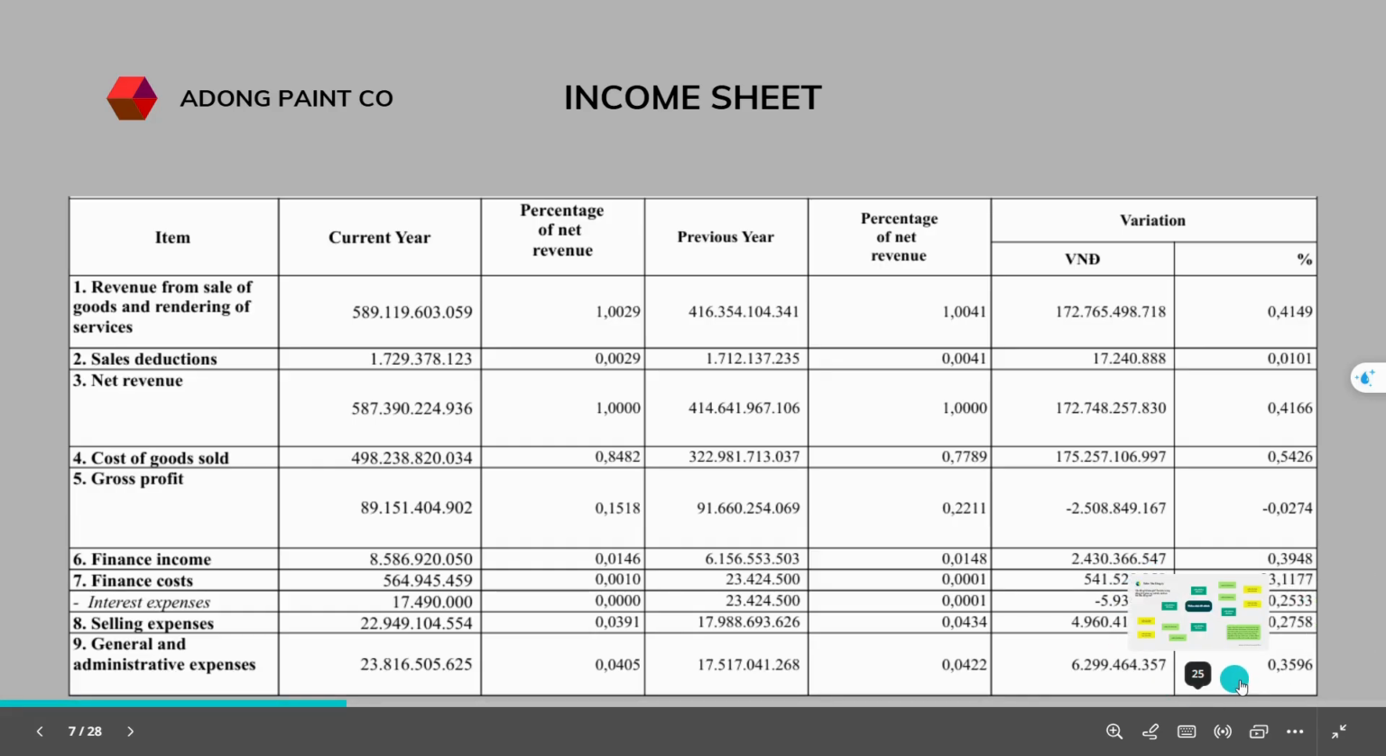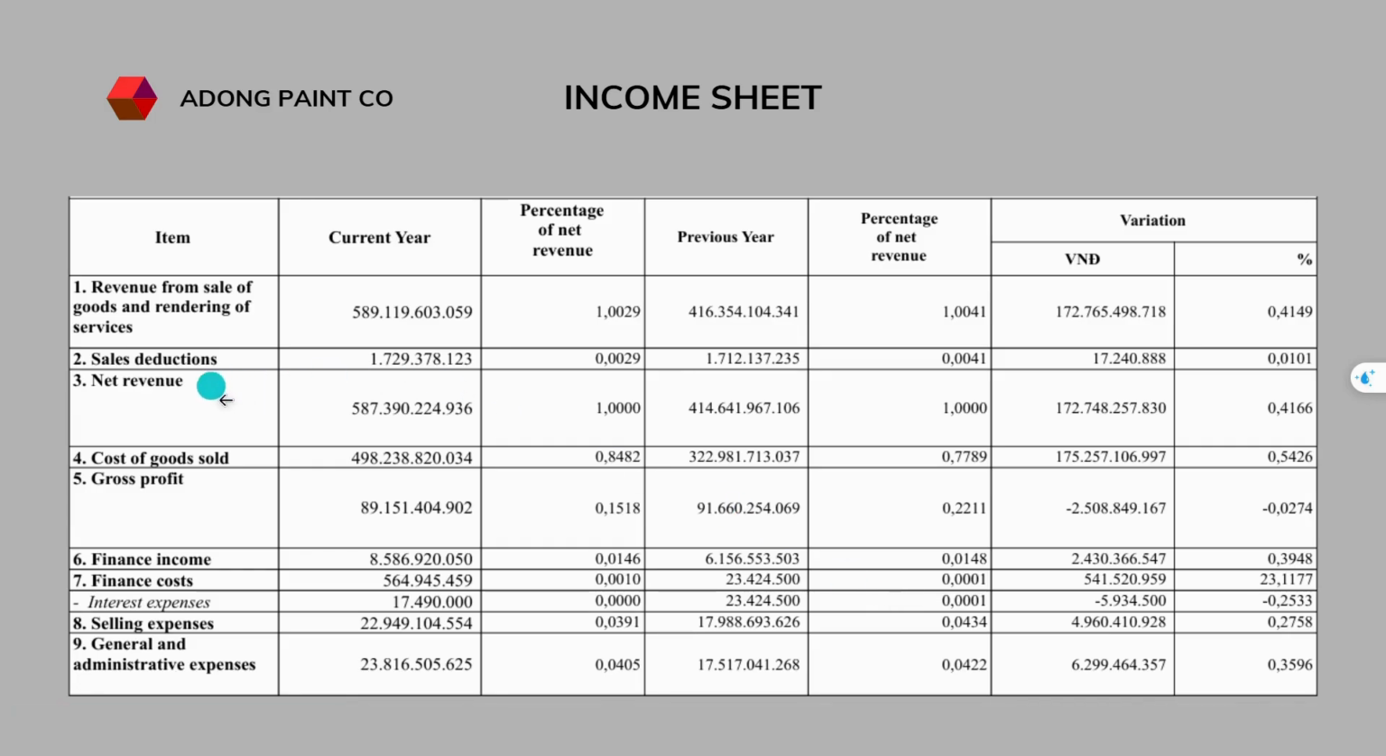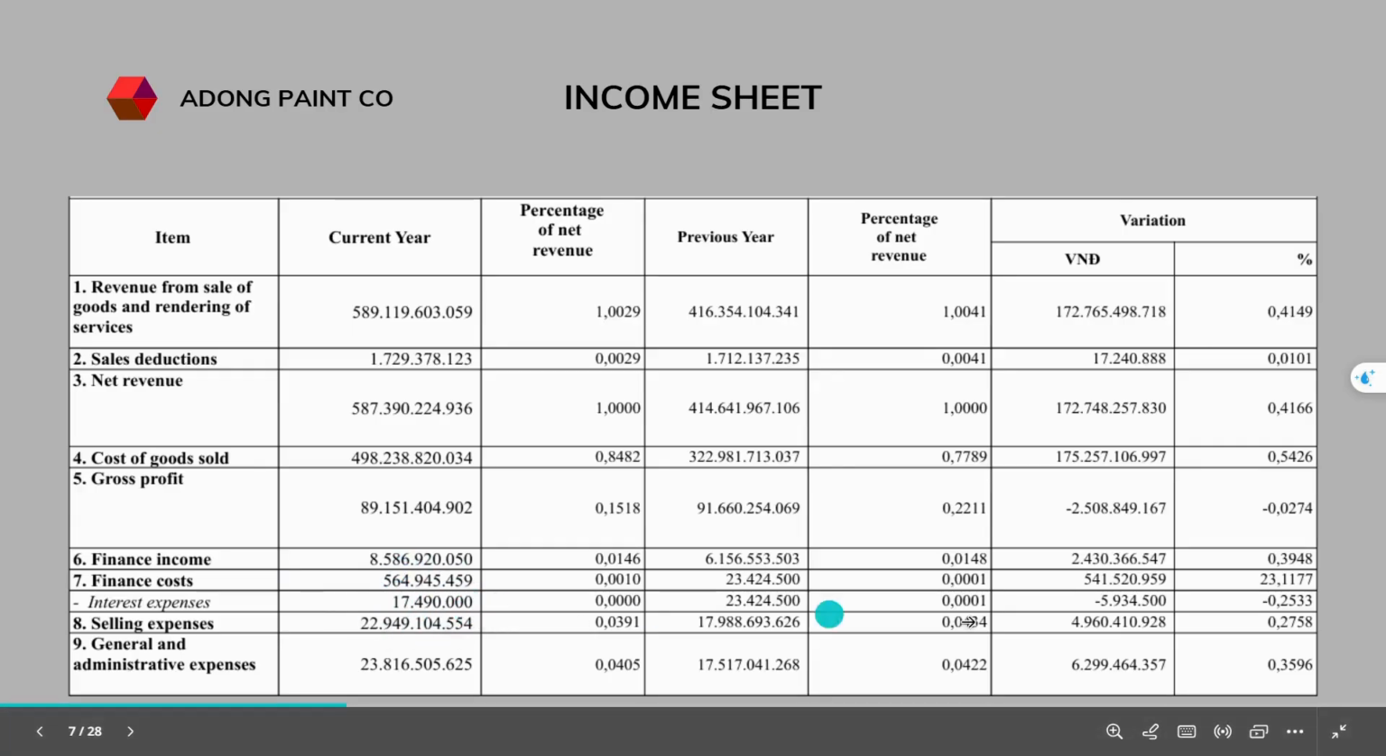Okay, the next one: cost of goods sold increased significantly, suggesting cost inefficiencies or potential issues in cost allocation. Financial expense rose unusually.